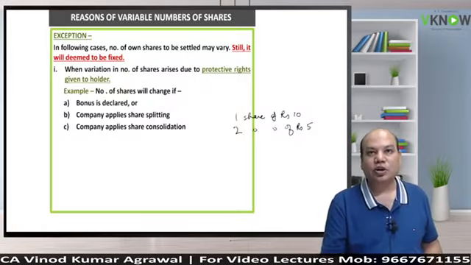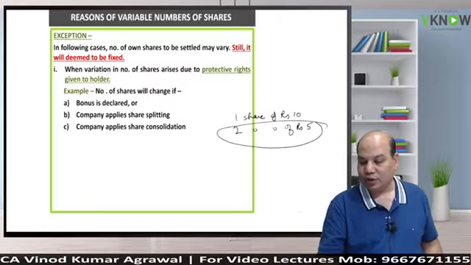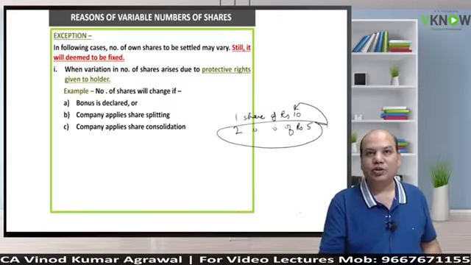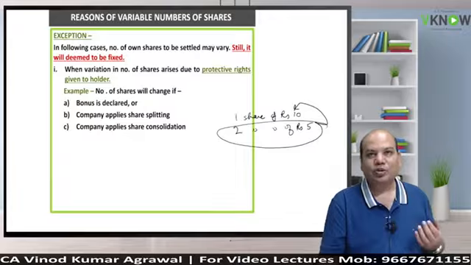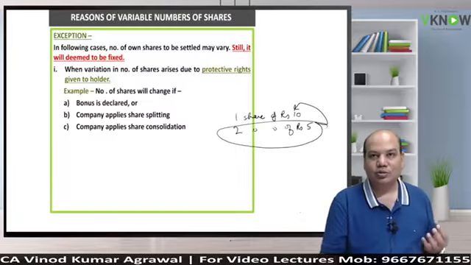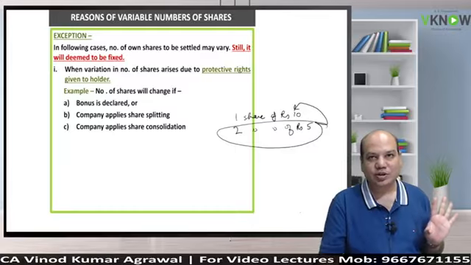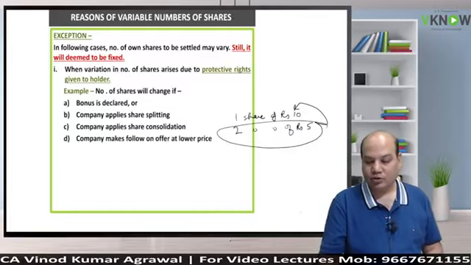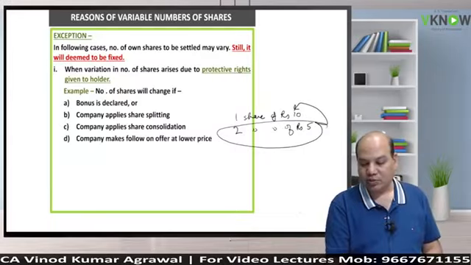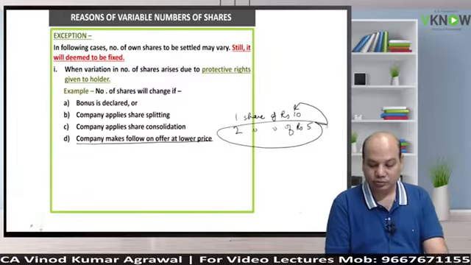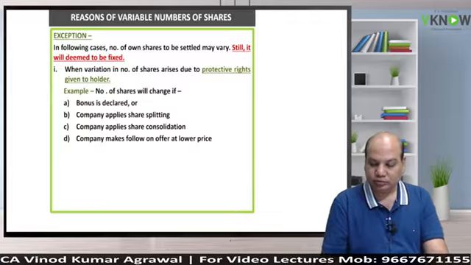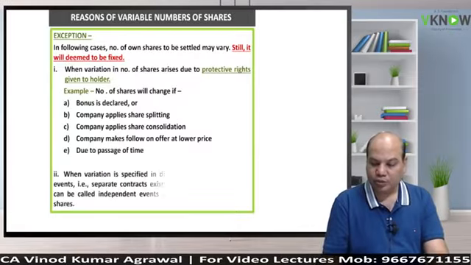Reverse consolidation: 2 shares of 5 converted into 1 share of 10. So what will happen? All those contracts where the number of shares has to be issued will also automatically get converted into 1 share for every 2 existing shares. So that is all for protective right. Sometimes a company may make a follow-on offer or rights issue at a lower price. These are called protective rights.